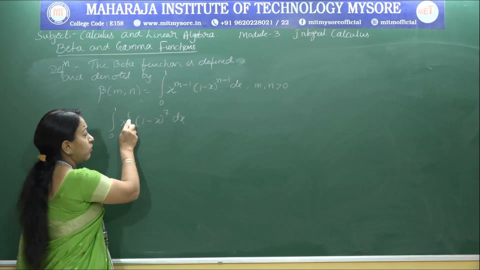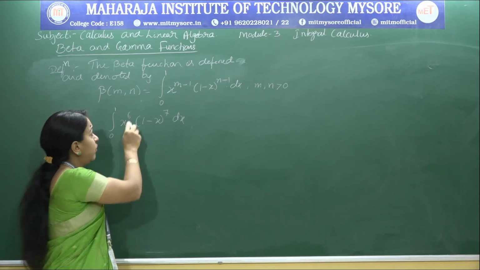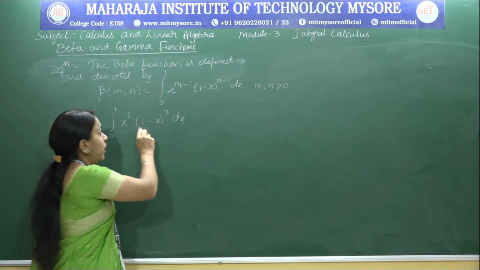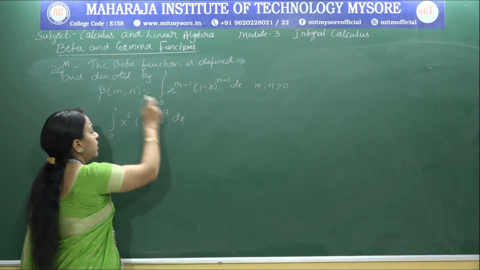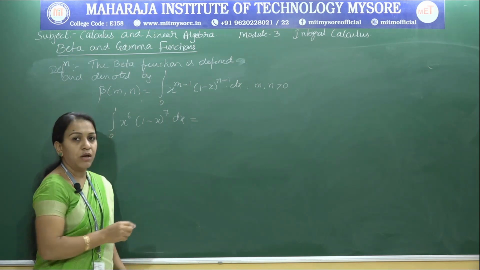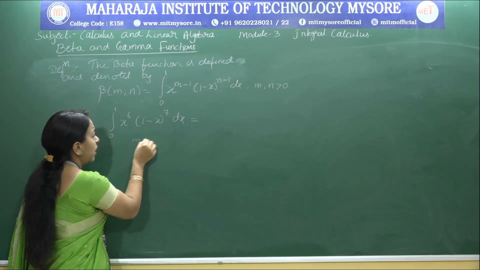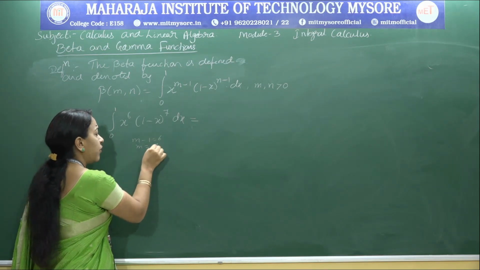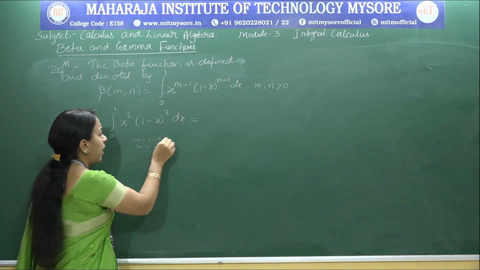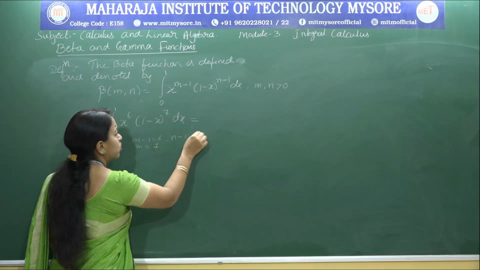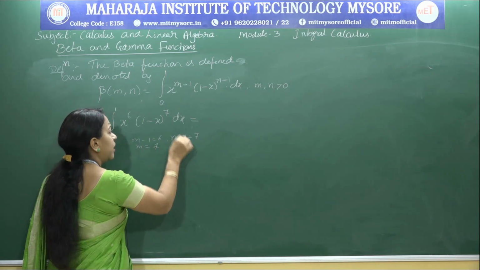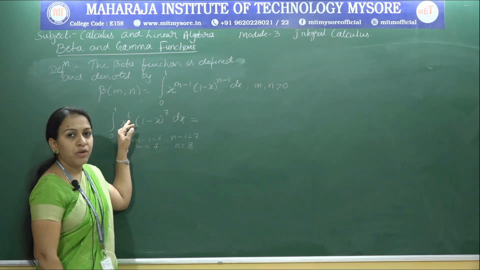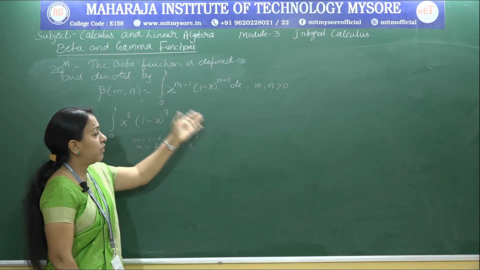That is, in place of m minus 1, we have 6. In place of n minus 1, we have 7. So, if I compare with this, I can write this in terms of beta. If m minus 1 is 6, then what will be your m? M is equal to 7, right? If n minus 1 is equal to 7, then what is your n? N is 8.